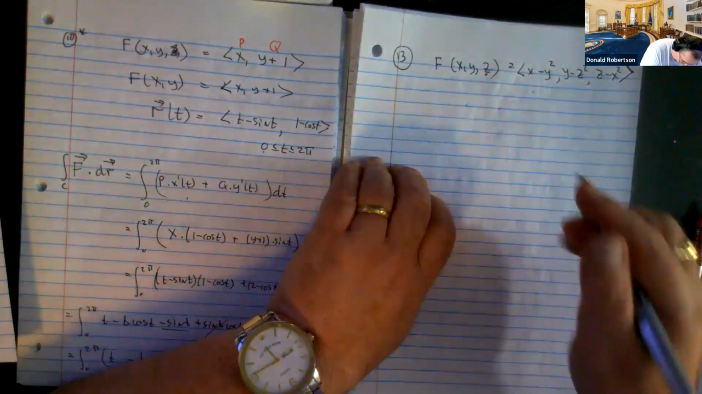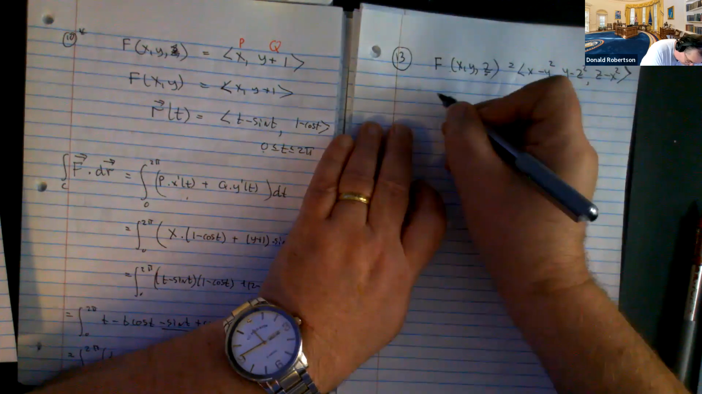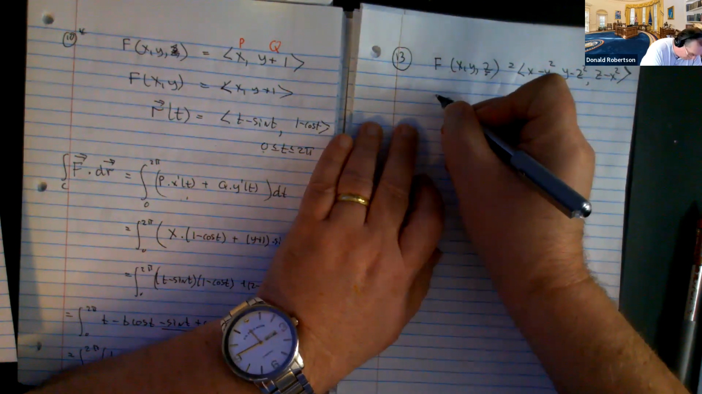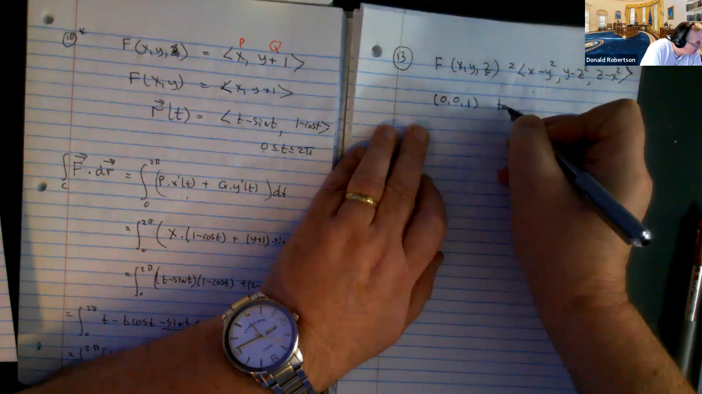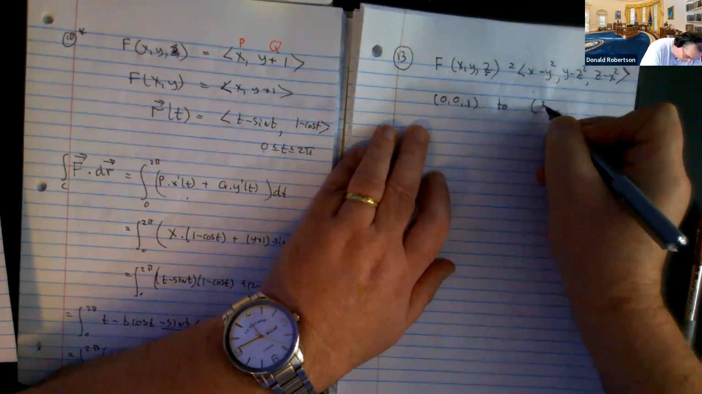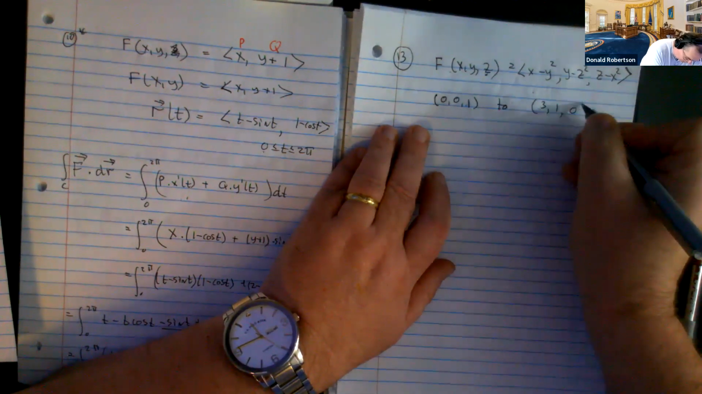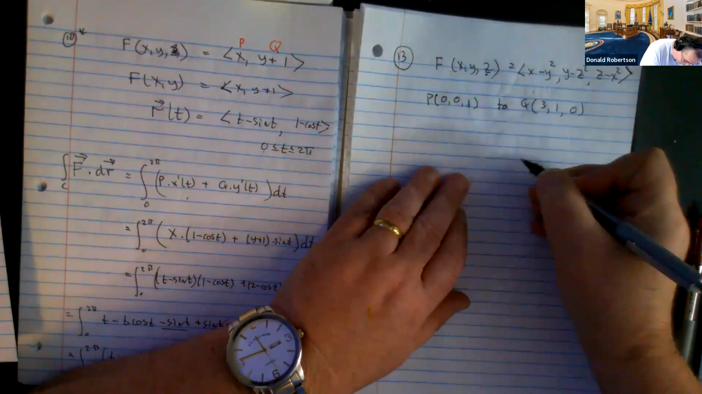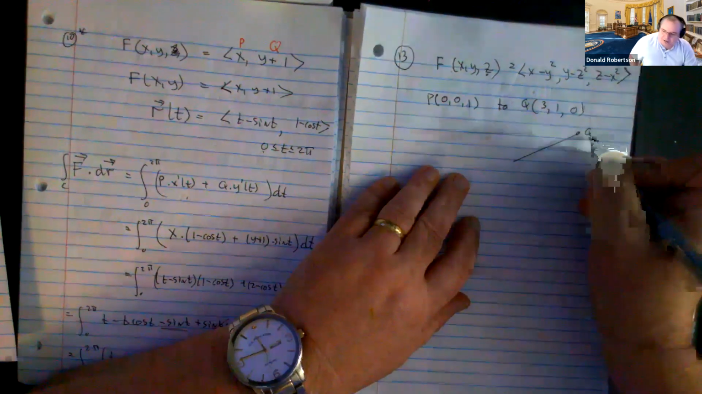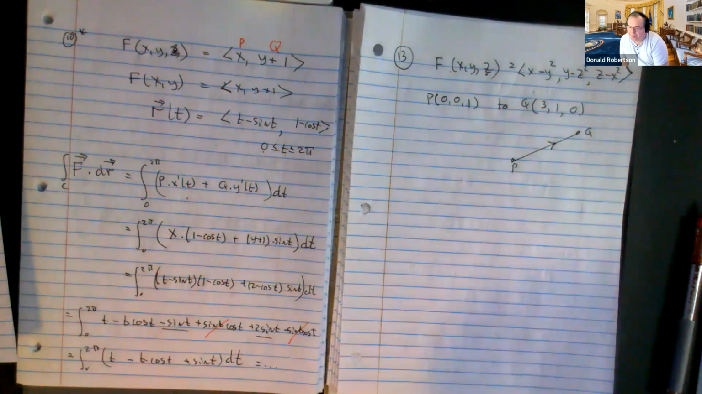And this is the force field. And what's the object going to do? It's going to travel from the point 0, 0, 1 in a straight line to the point 3, 1, 0. So I'll call that P and Q. And we've seen this guy a couple of times, haven't we? The straight line movement thing.